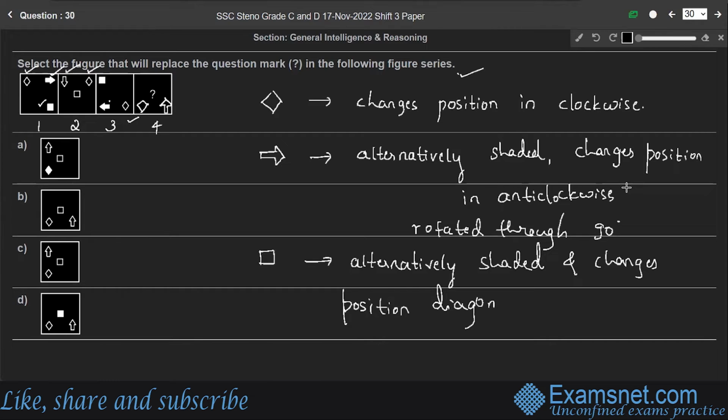Diagonally. Therefore, in the fourth figure, its position has to be at the center, which should be non-shaded, because in the third figure it is shaded. So look at the options now. So the fourth figure is nothing but option B, right? All the three shapes are non-shaded, which are like this: square at the center and the remaining two at the bottom. Option B is the right answer.